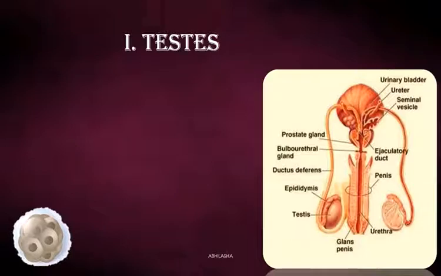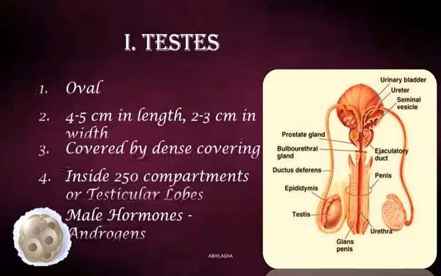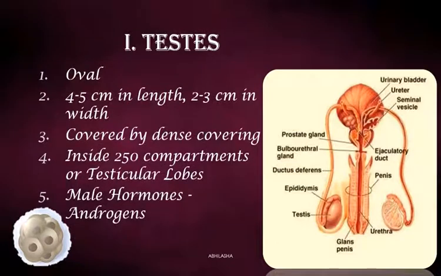Now here are the structural features of testes. They are oval, 4 to 5 centimeters in length and 2 to 3 centimeters in width. They are covered by a dense covering. Inside they have 250 compartments, or the testicular lobes, and they produce the male hormones, the androgens.